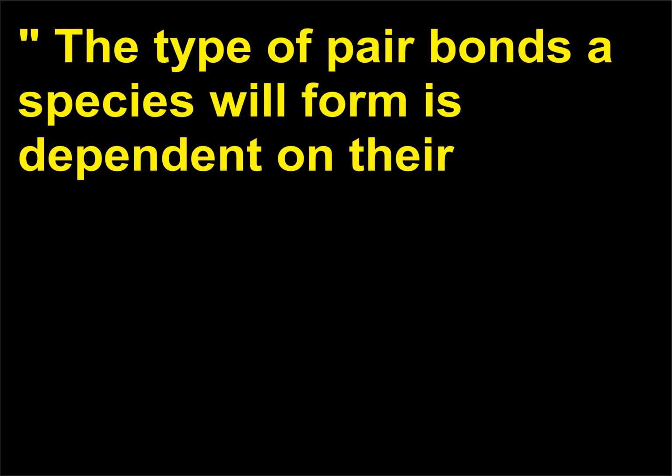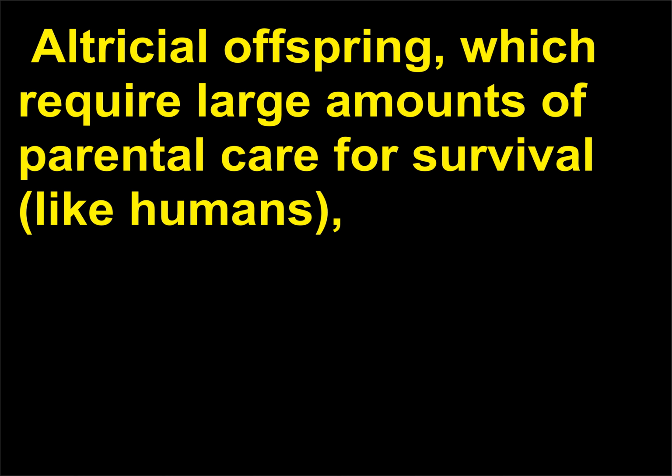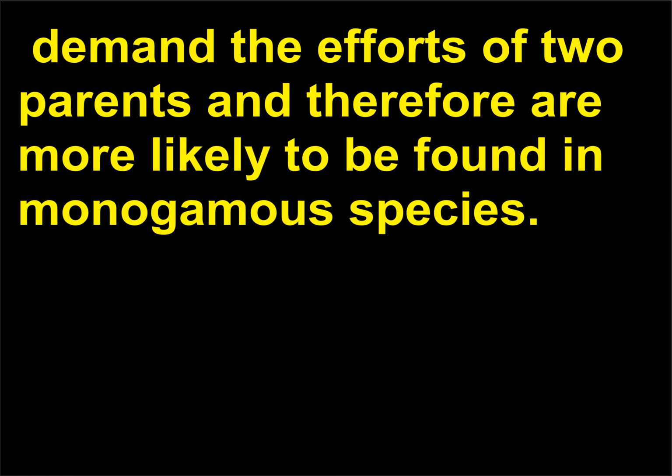The type of pair bonds a species will form is dependent on their ecological niche and is heavily influenced by the needs of their offspring. Altricial offspring, which require large amounts of parental care for survival, like humans, demand the efforts of two parents and therefore are more likely to be found in monogamous species.